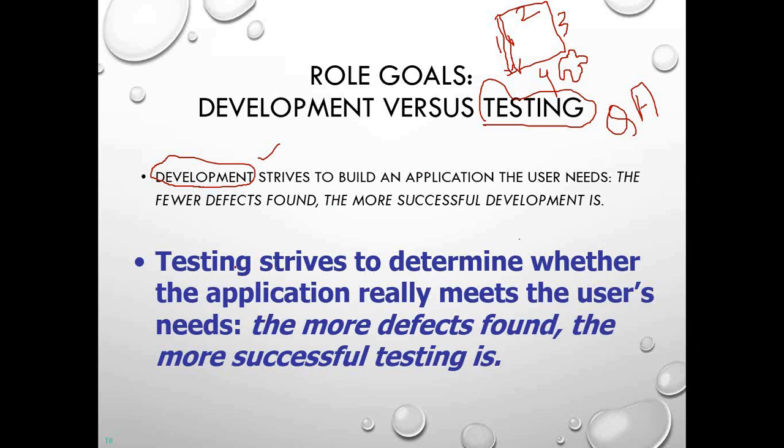Now this is about testing. Testing strives to determine whether the application really meets the user's need. The more defects found, the more successful testing is. So it always comes down to that: if you are able to find the issue, that means you are on the right track. If you are unable to find the issue, that means either the development is done in such a way that there are fewer and fewer issues. That could be possible.